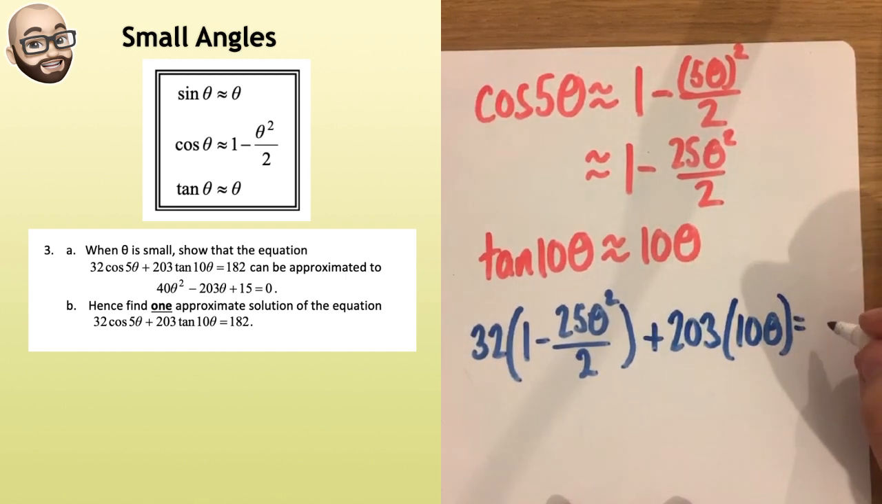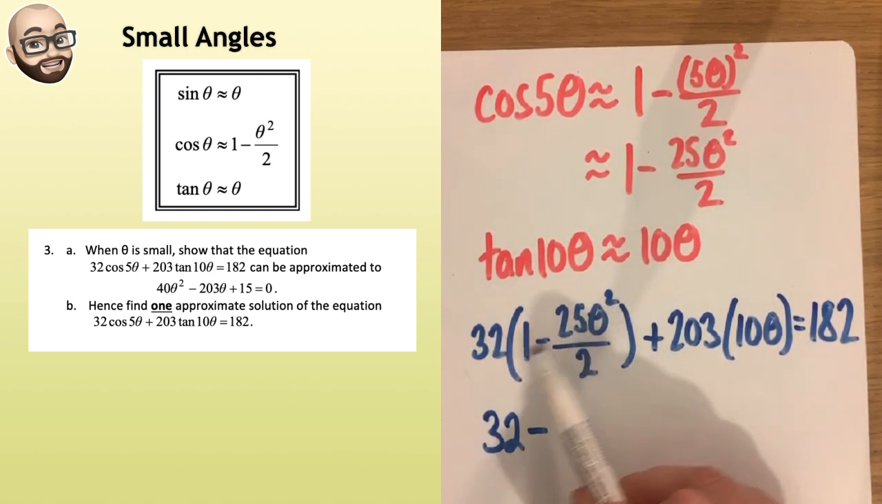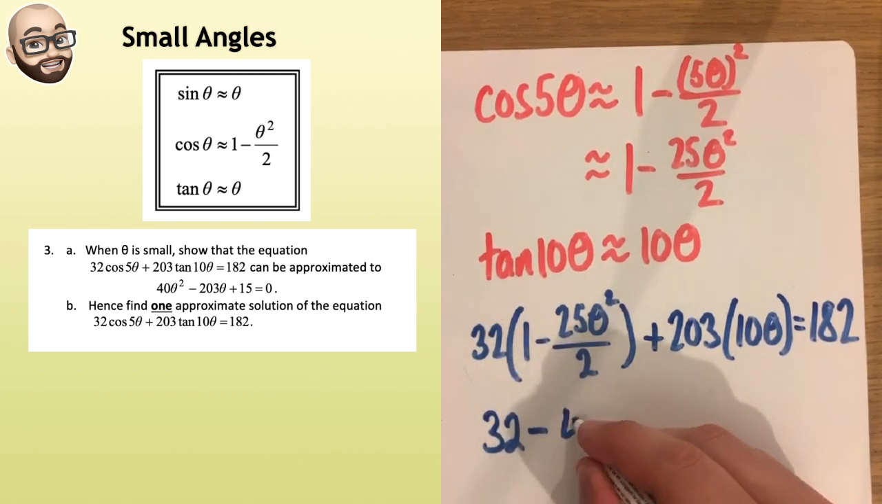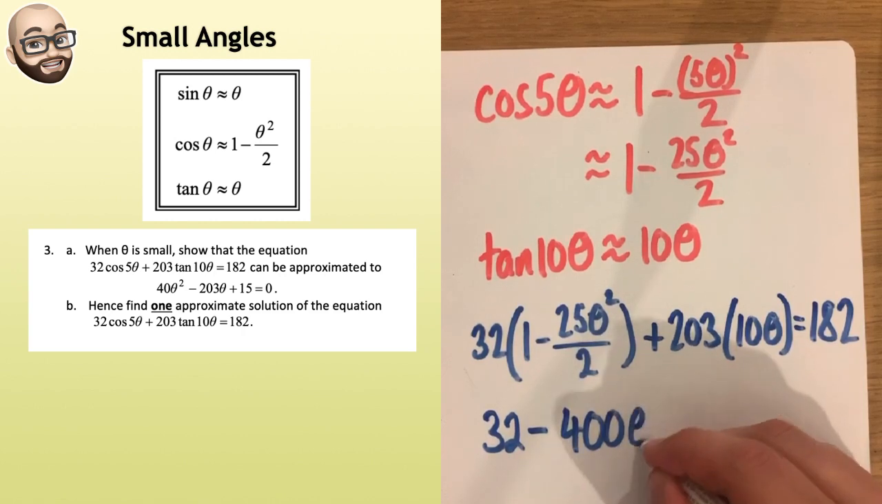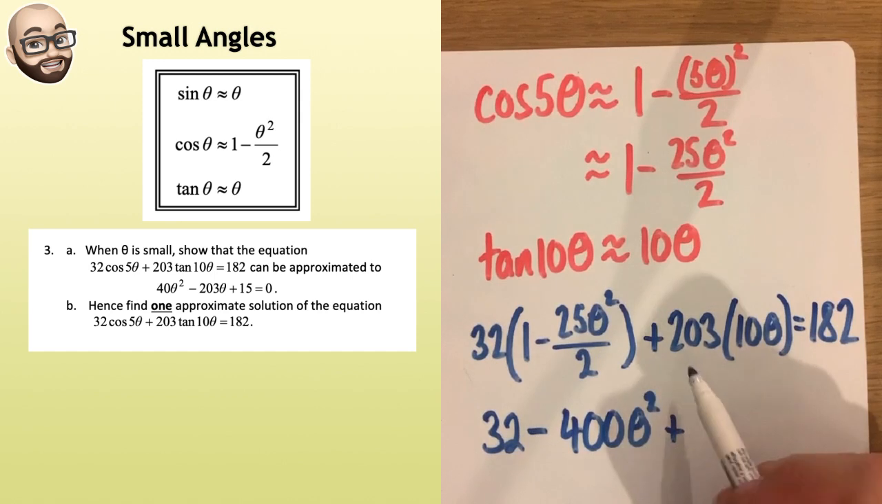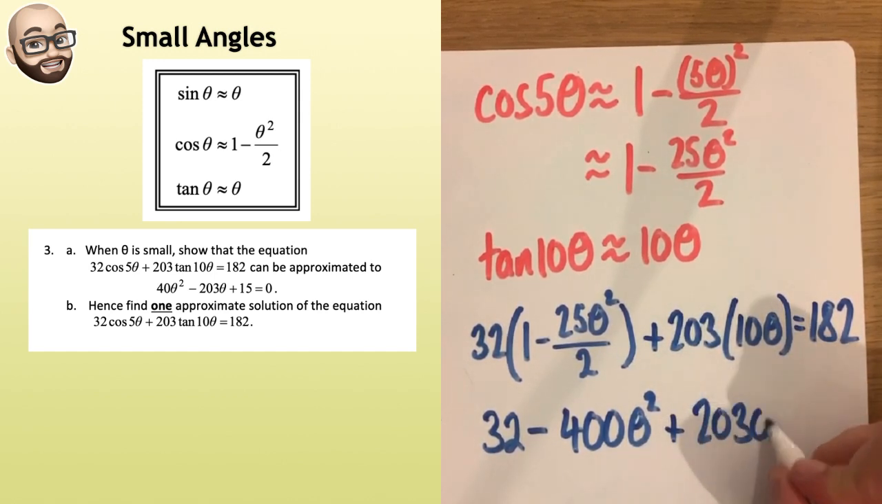equals 182. Right, we need to multiply out these brackets. 32 minus, well, 25 times 32 divided by 2 is pretty much the same as 25 times by 16. So that's going to get us minus 400 theta squared. You can use a calculator if you don't believe me. Plus 203 times by 10 thetas is 2030 thetas equals 182.